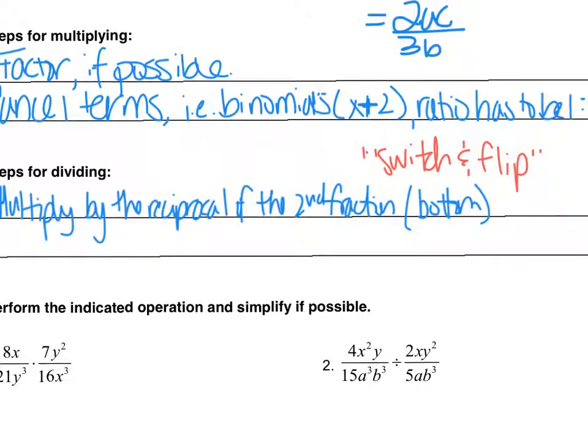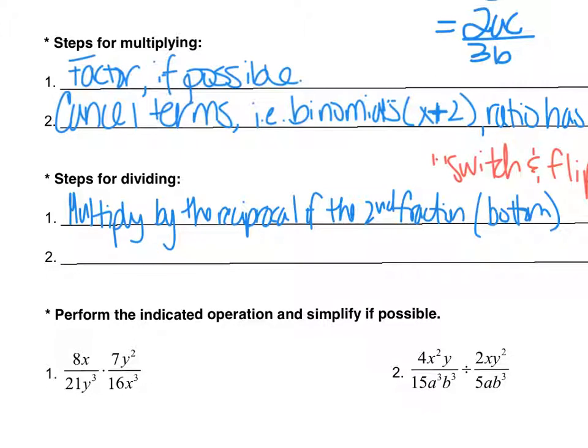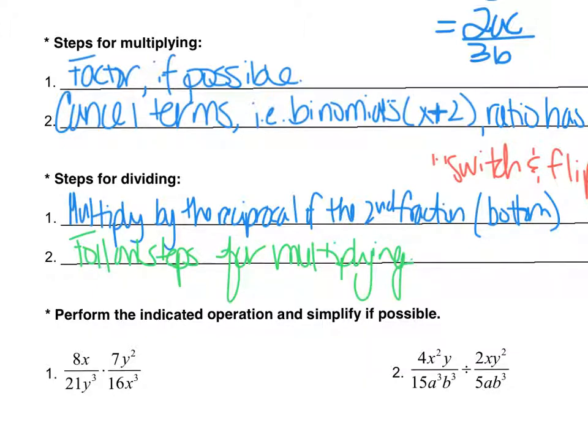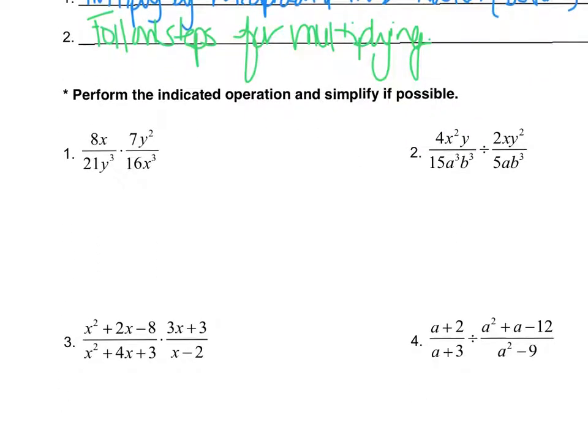Okay. And then our next step is to follow the steps for multiplying. So after you flip it and you change the operation, you go ahead and follow the rules for multiplying.